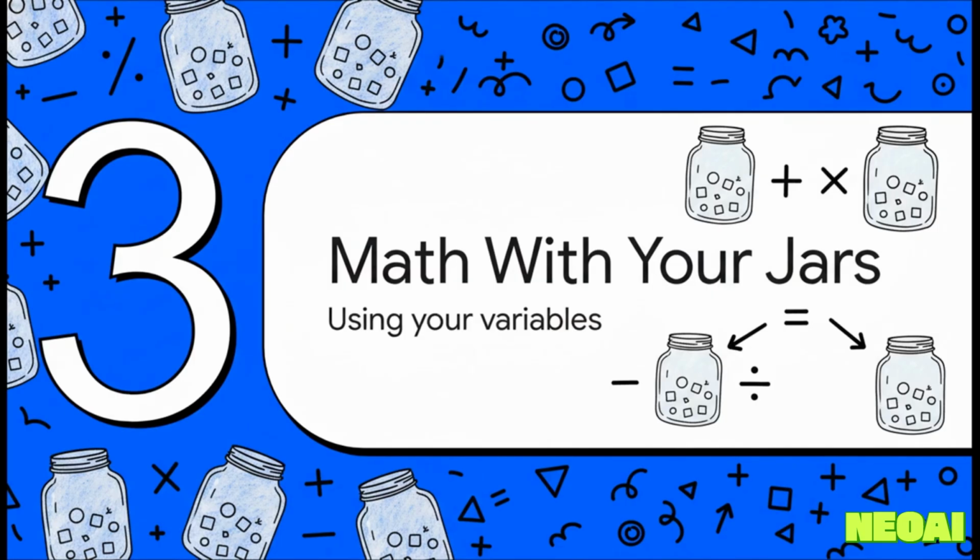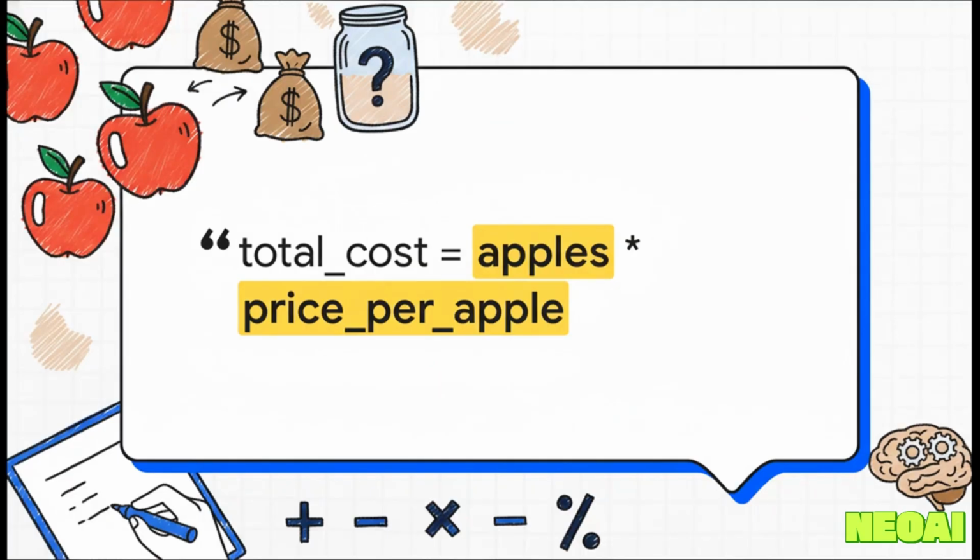Okay, so now we've got our math tools, our operators. Let's connect this back to what we learned before. Remember those jars, our variables for storing stuff? Well, this is where it all clicks together. We can now do math not just with plain old numbers, but with the stuff we've stored inside our variables. Okay, check this out. Let's say we have a variable named apples that's holding the number 5, and another one, price_apple, holding the number 2.